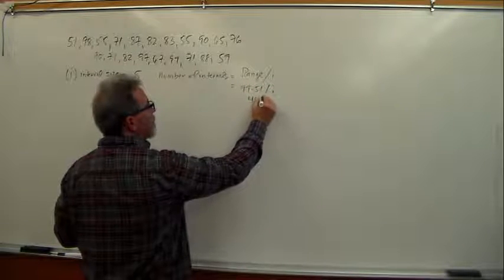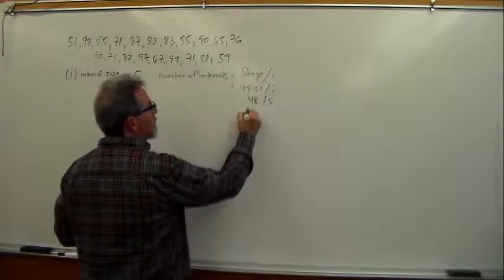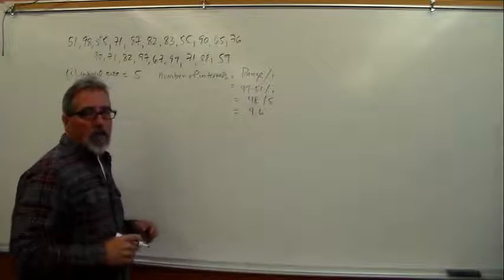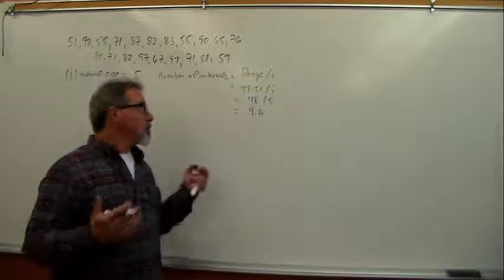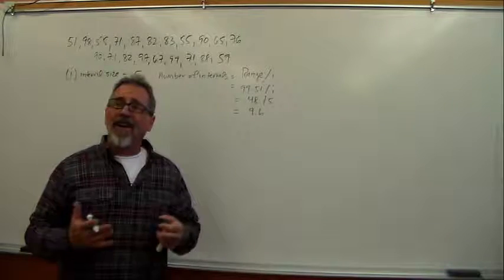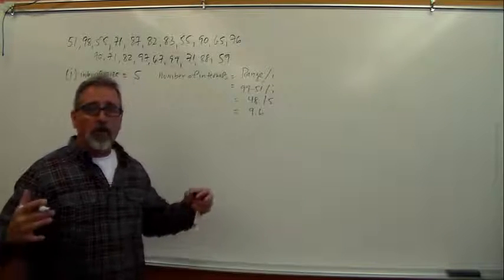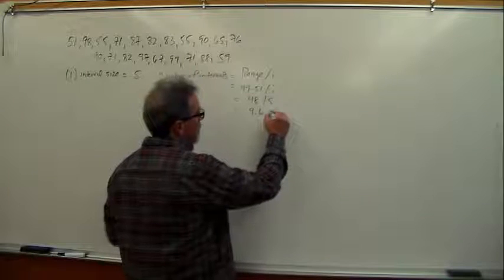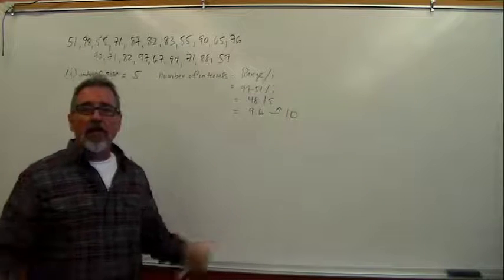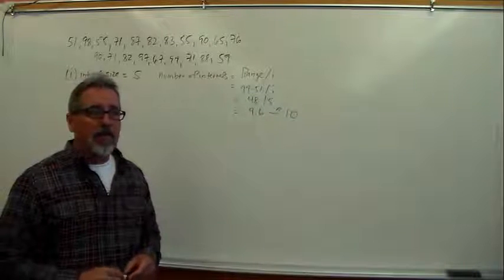This equals 48 over 5. And this equals 9.6. Now for the number of intervals, or interval size, we want to round up, okay? Because we want to be able to include all our data. So this is going to round up to 10. So we're going to have 10 intervals of an interval size of 5.